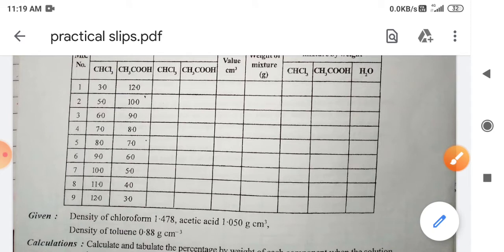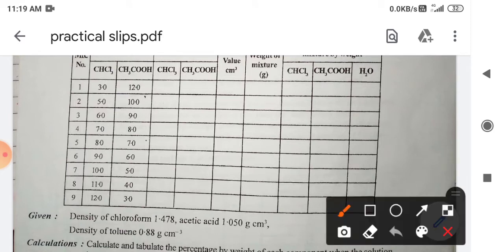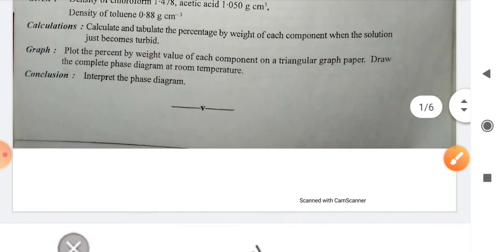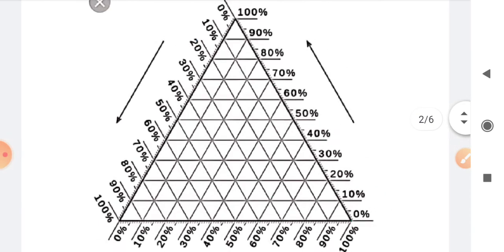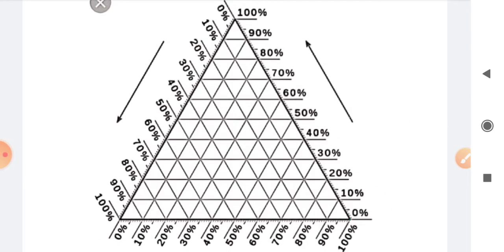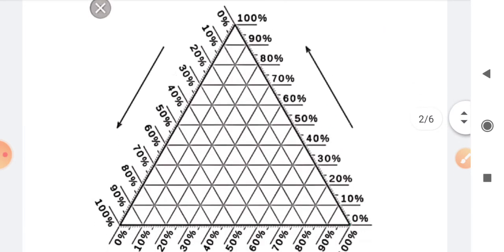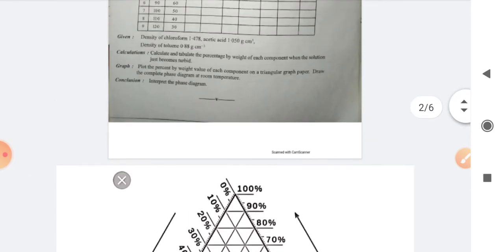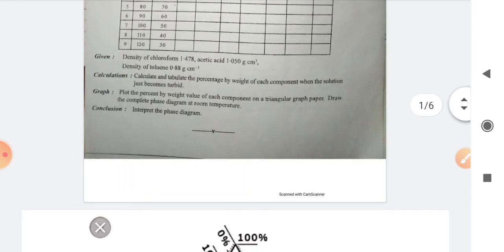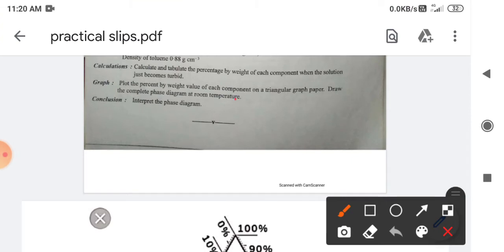So once we have the different values for the composition of the various components, that is acetic acid, chloroform and water, we can make triangular plots. This type of plot is used for a three component system. We have already seen this type of plot in the theory part. So for the three component system, we have this triangular shape graph. The graph will be the percentage by weight of each component on triangular graph paper. So we need to draw this graph.